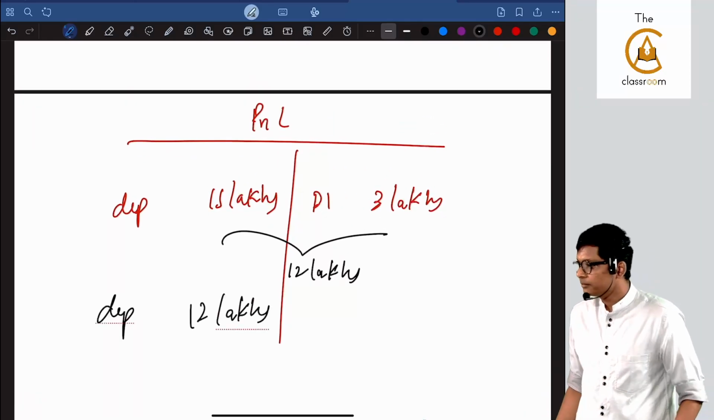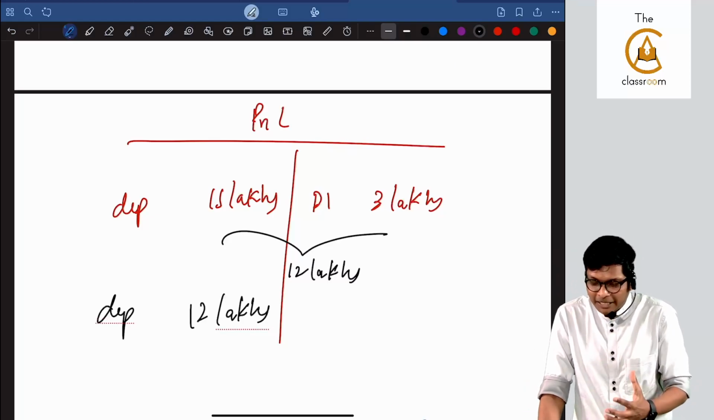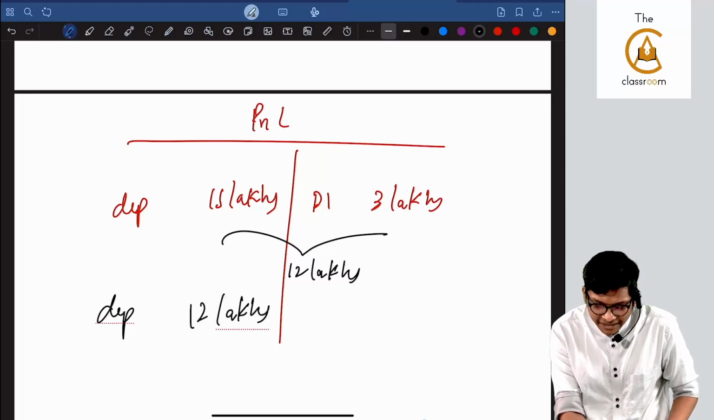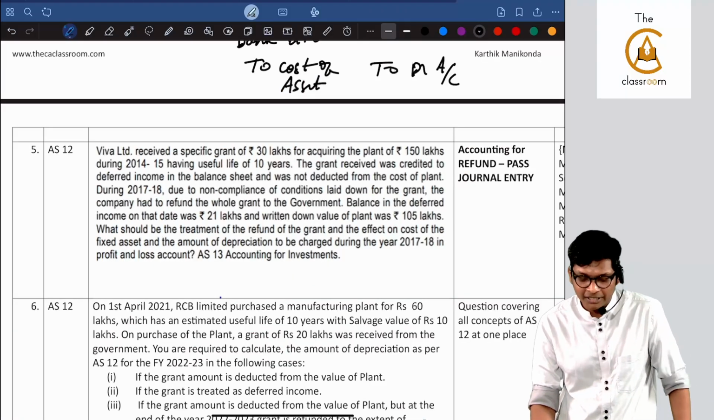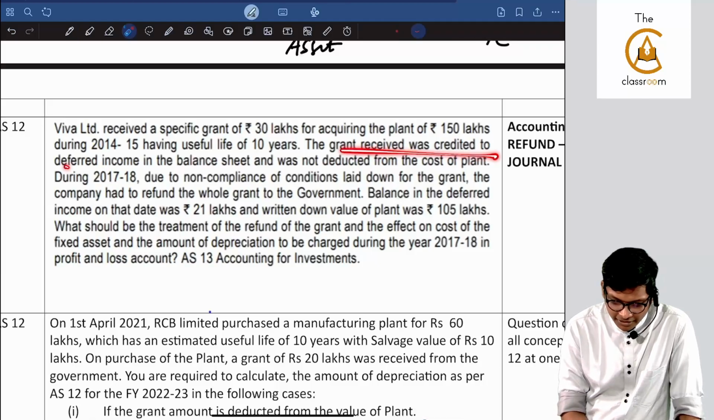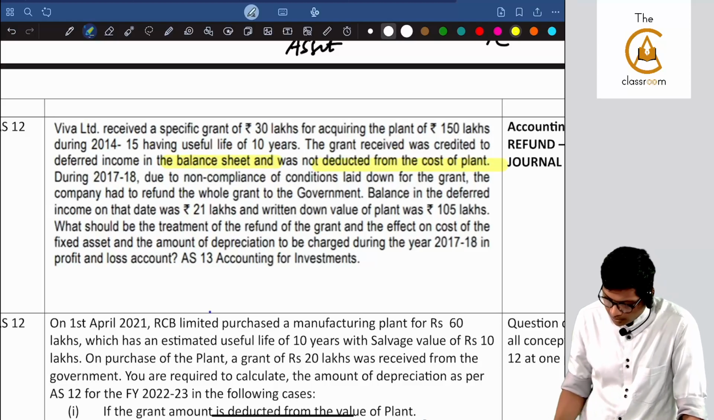Are you following? So I'm trying to say, whether you do deferred income or reduction from cost, depreciation will be the same. Don't worry, we have one more sum where I will repeat the same adjustment again, in much more detail. Here they are saying, okay, grant receipt was credited to deferred income. In the balance sheet it was not deducted from cost of plant.